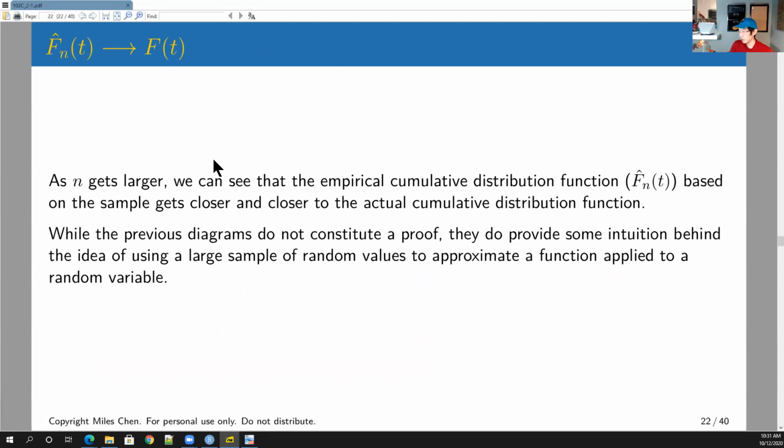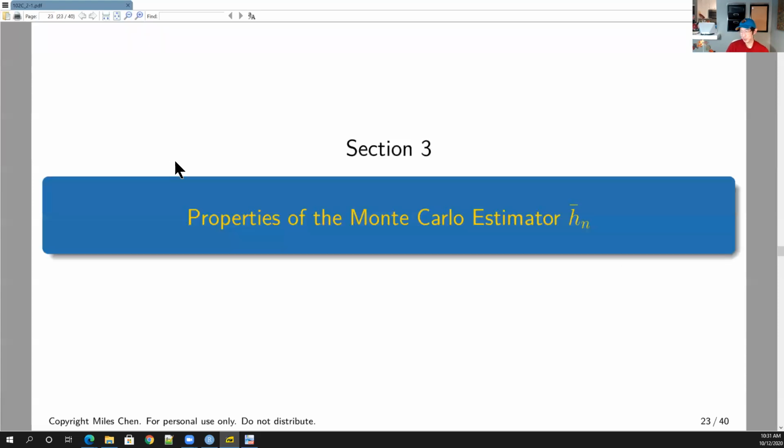So as n gets larger, we can see that the empirical CDF, based on the sample, gets closer and closer to the actual CDF, right? And the pictures that I've shown you don't make a proof, but hopefully they provide a little bit of intuition behind the idea of using a large sample of random values to approximate the function applied to a random variable. The formal proof is hard, or is something that I struggled with, especially on a closed book exam. I was like, oh my goodness.